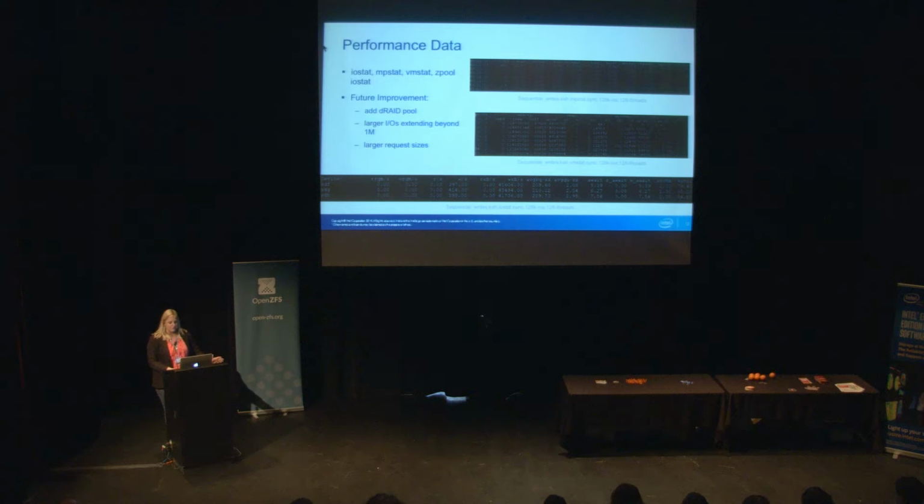Some future improvements that at least our team is going to need to address: different pools are going to need to be added to these tests, including the DRAID pool. Larger IOs are going to need to be used, extending beyond 1 meg, as also seen in the iostat. I don't know if you can see the results, but the request sizes are actually pretty small, and our team is going to need to push this to at least 2 meg to be suitable for HPC workloads.